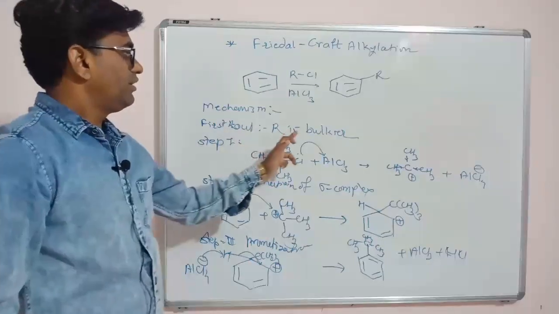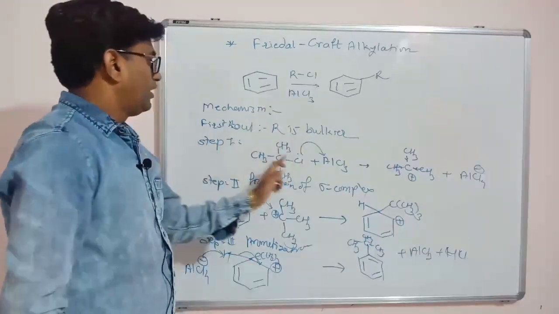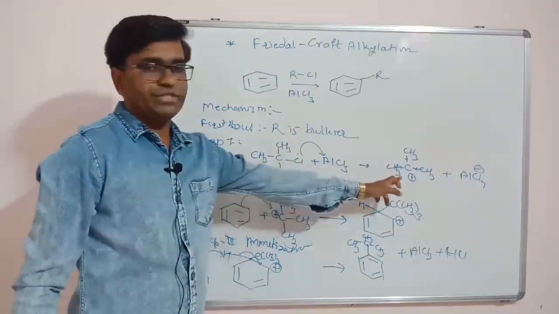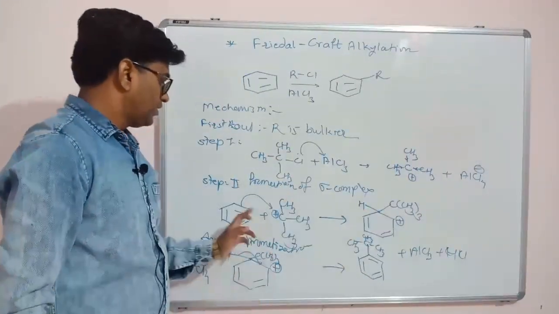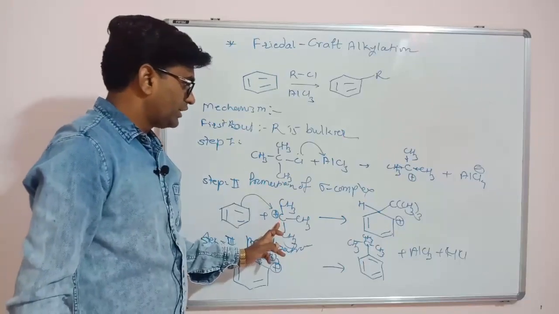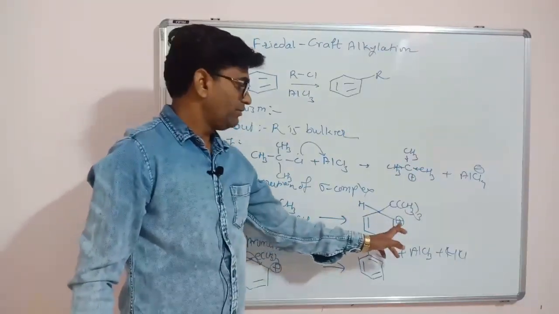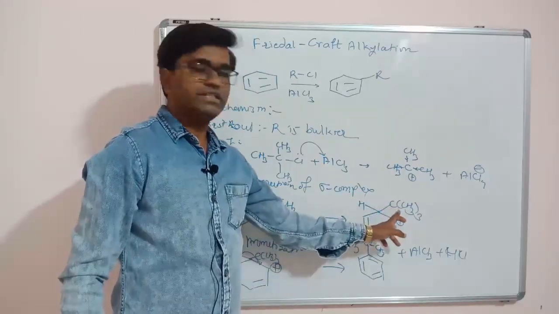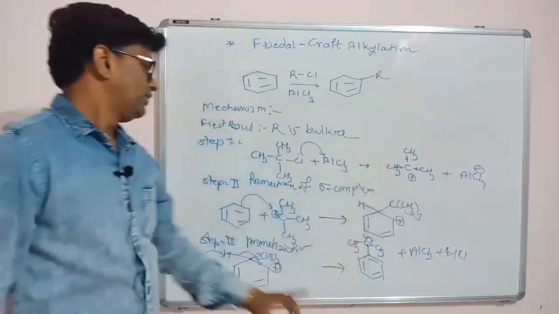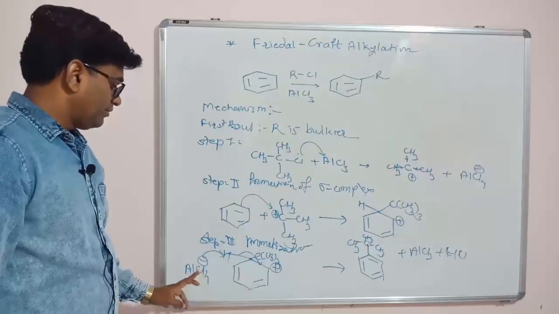First step is polarization, formation of carbocation. Second step is formation of sigma complex. So this benzene ring will attack on the carbocation, sigma complex will form, one carbon is electron deficient and one carbon will get this tertiary butyl group. Third step is aromatization. So what will happen?